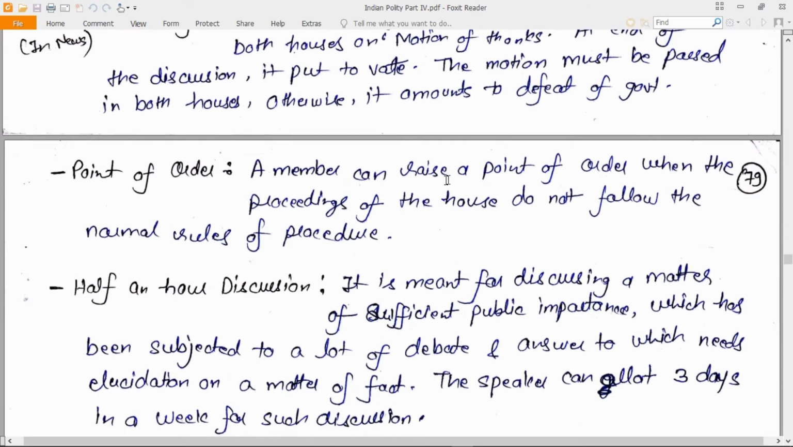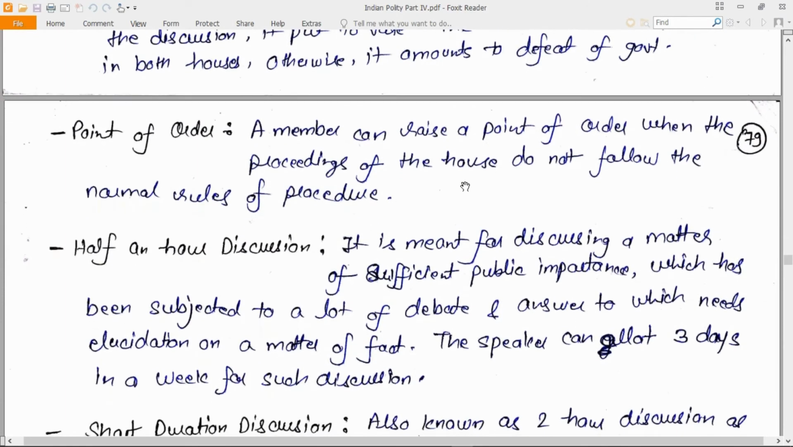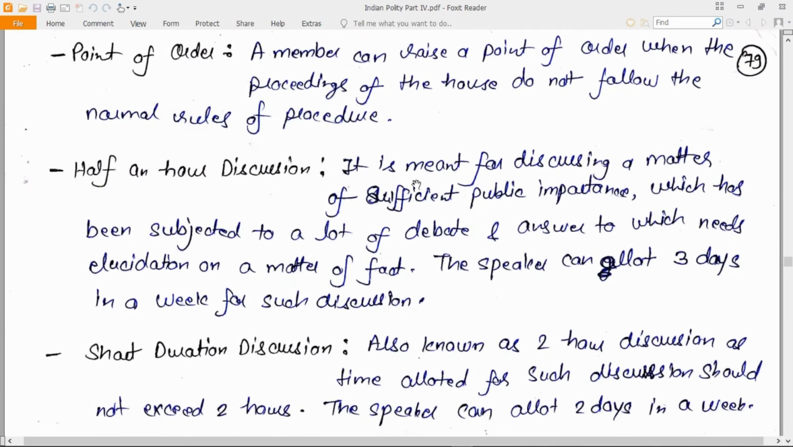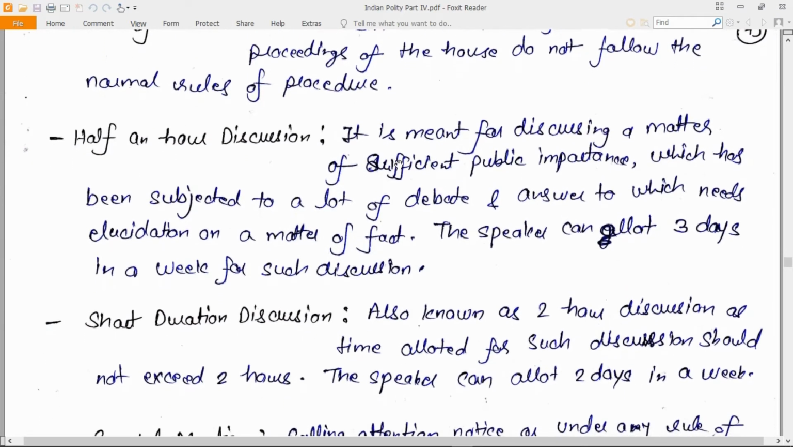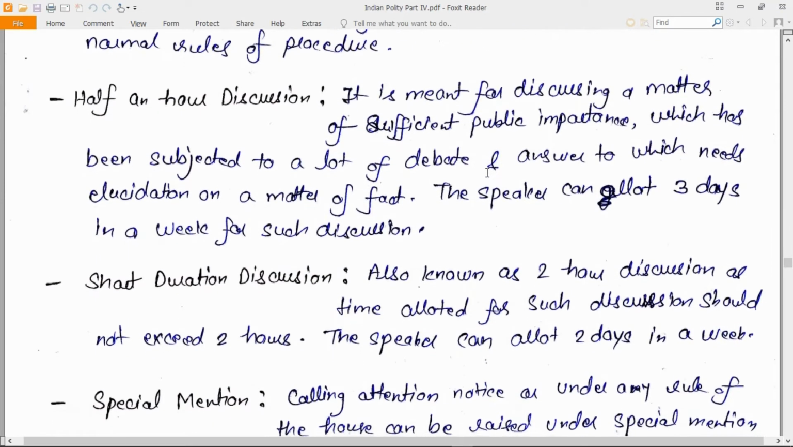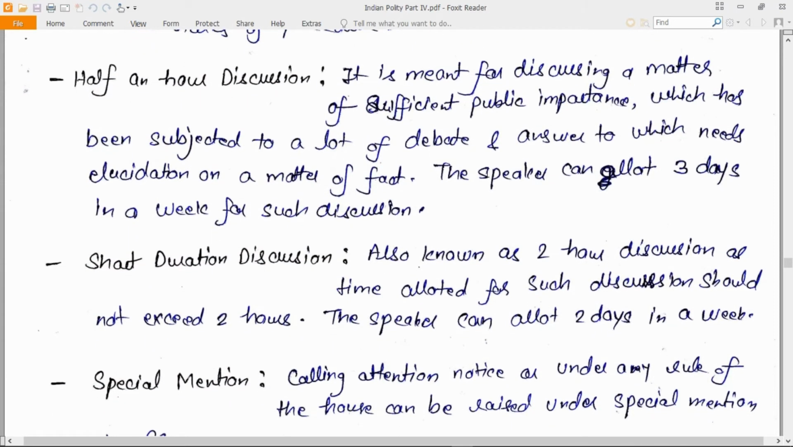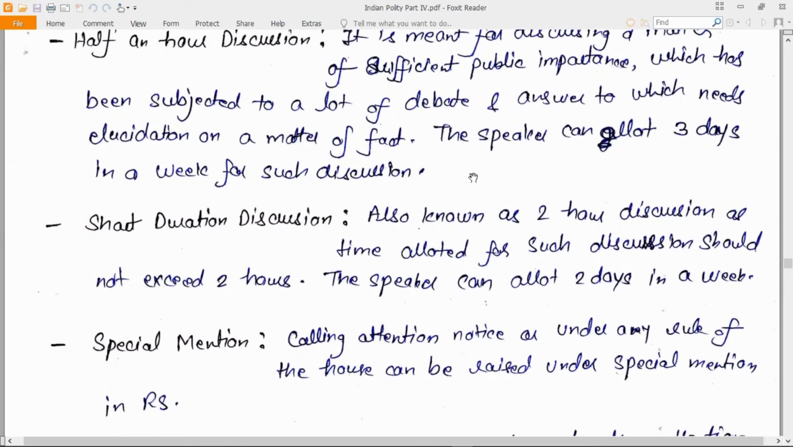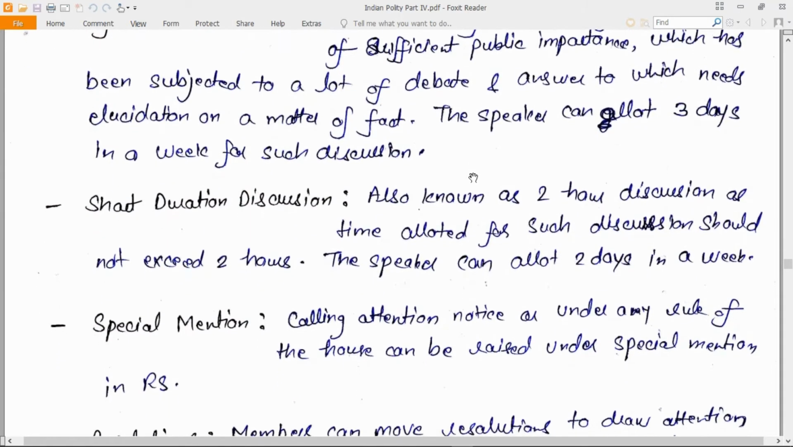Now, what is point of order? A member can raise a point of order when the proceedings of the houses do not follow the normal rules of procedure. Half an hour discussion. It is meant for discussing a matter of sufficient public importance which has been subjected to a lot of debate and the answer to which needs elucidation of a matter of fact. The speaker can allot 3 days in a week for such discussion.